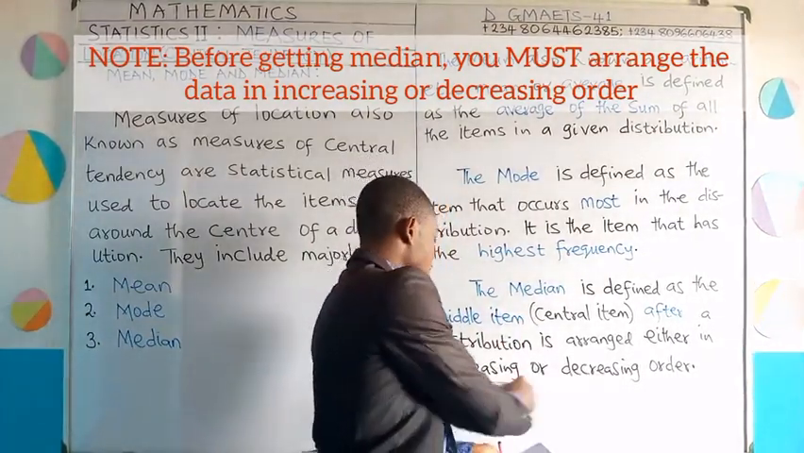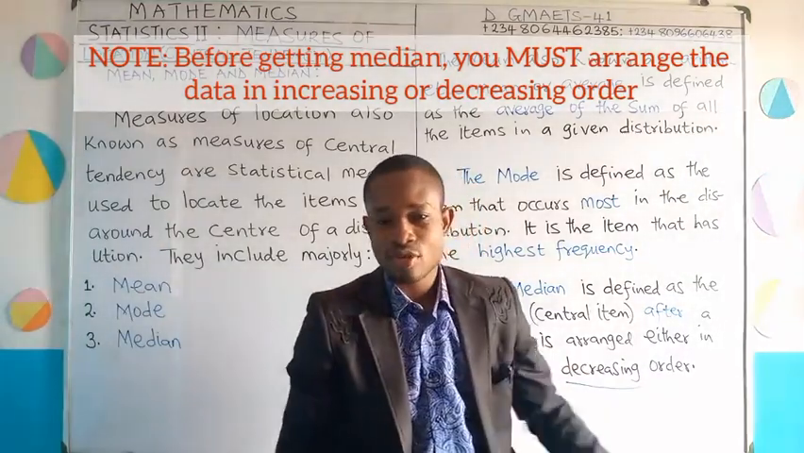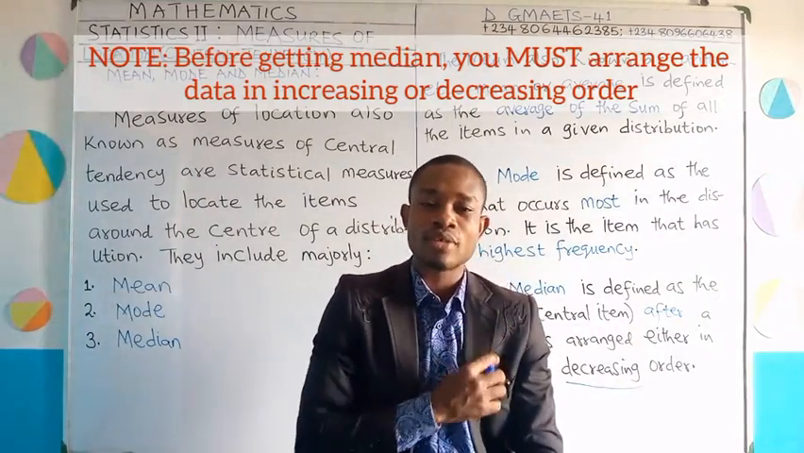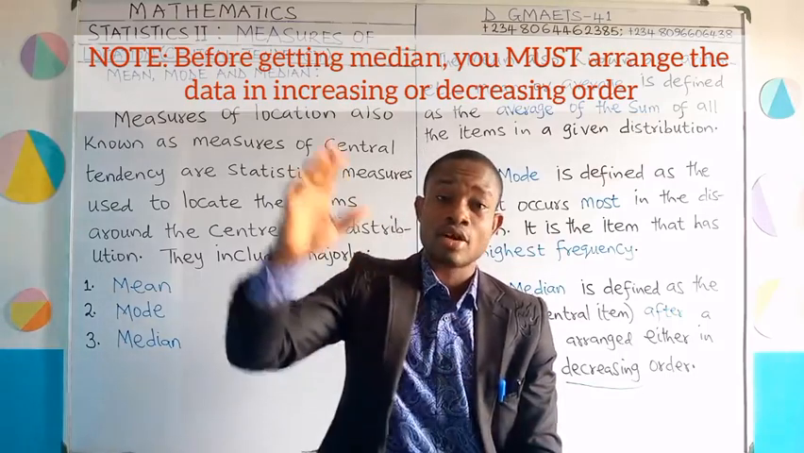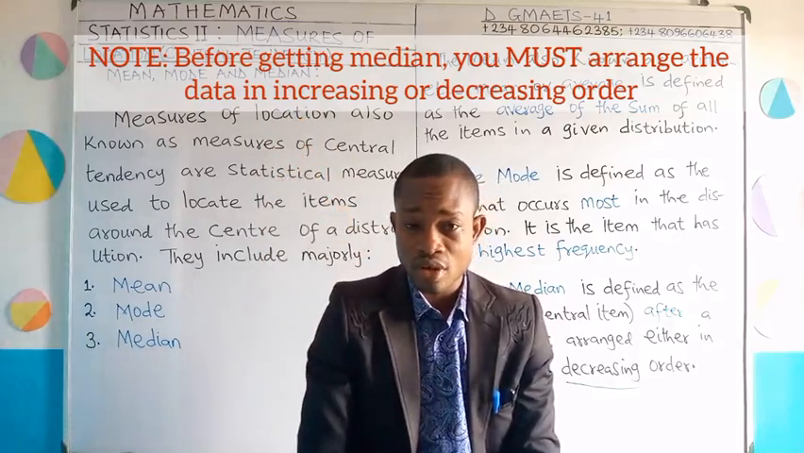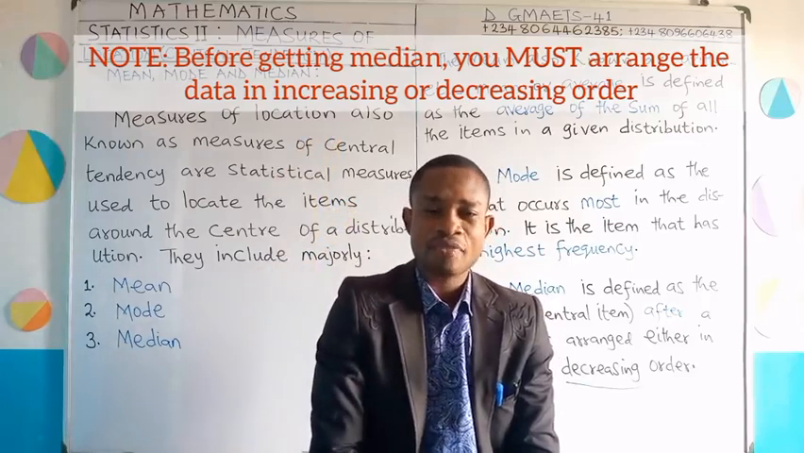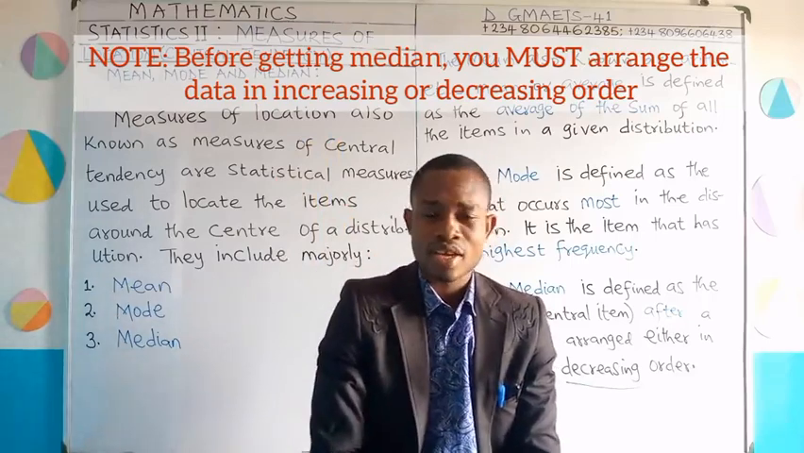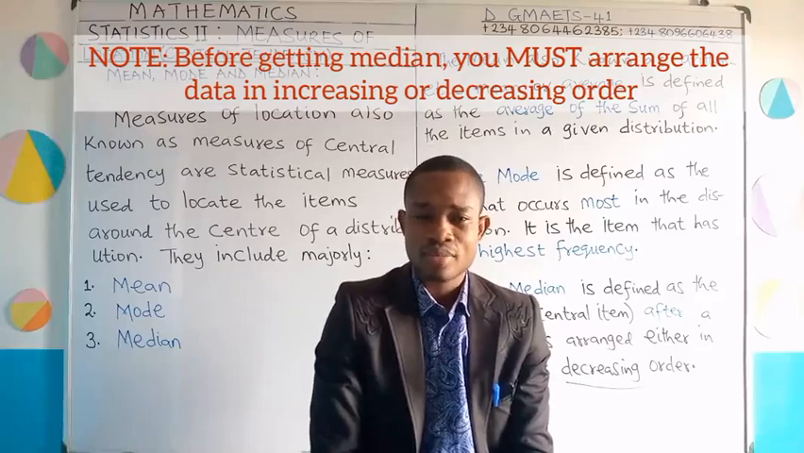I'm saying this as a warning. Do not try to get the median of a distribution without arranging the distribution, the data, first, either in increasing order, that is from lowest number to highest number, or in decreasing order, that is from highest number to lowest number. It is after you arrange them in that order that you can get the median of that distribution.